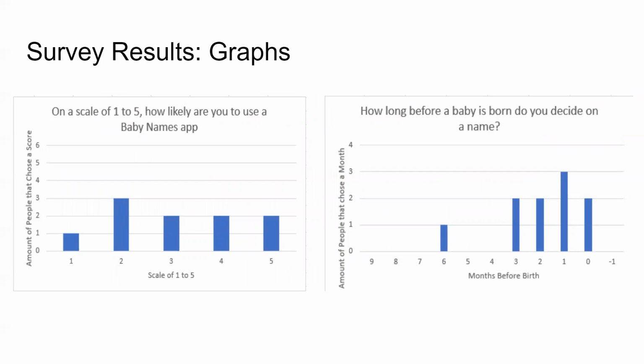For the questions that we could put to a graph to show the trends, we found that the interest in using an app like this is pretty even across the board, with a slight dip in the 1 out of 5, 1 being not interested. And as a side note, the 1s and 2s are all men. On the other side, we have how long before a baby is born do you decide on a name? We see the general trend is somewhere between 3 months before the baby is born up to the day the baby is born. And that is the results of our closed-ended questions.